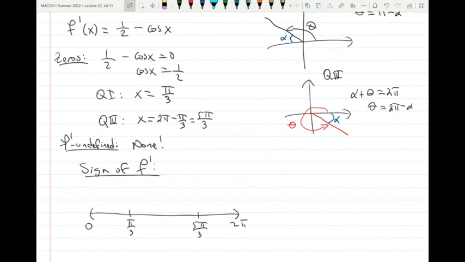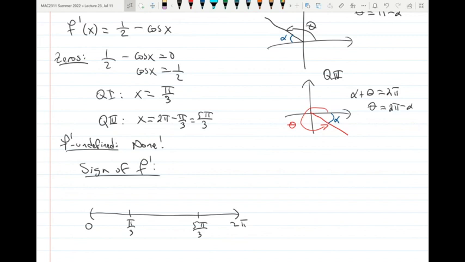Remember, pi over 3 is, what angle is this? 60. So what point should you pick in here? You can pick pi over 6, which is 30, or maybe pi over 4, which is 45. Pick easy stuff that you know how to plug in. So for example, let's pick pi over 6. If we put pi over 6, what do we get? What's cosine of pi over 6? That's square root of 3 over 2.